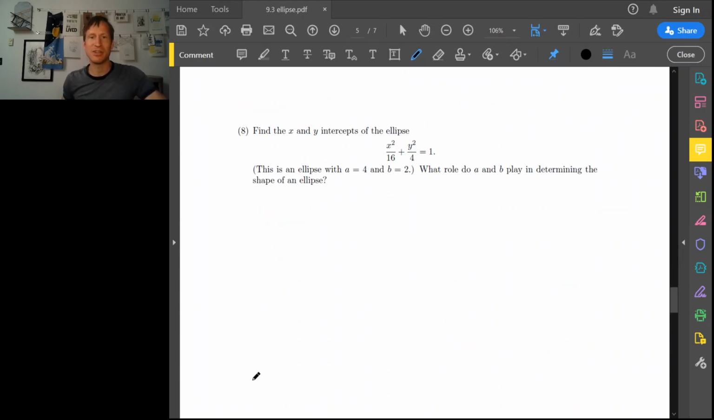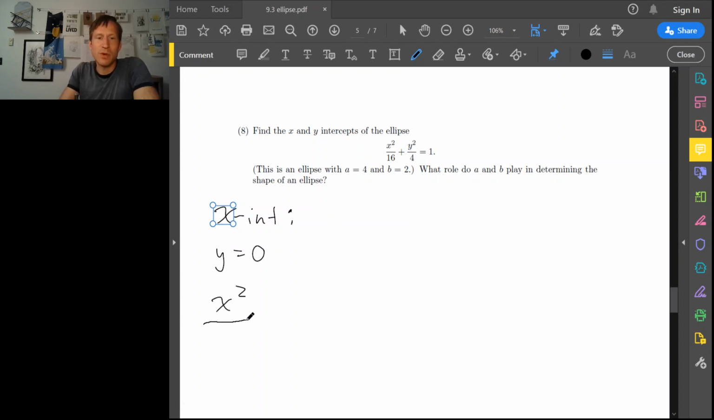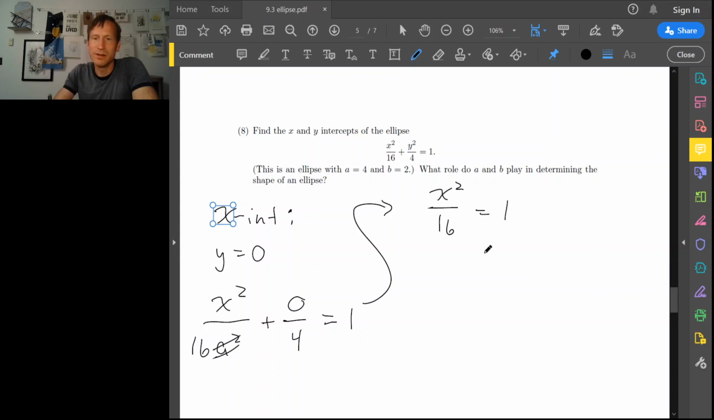Okay, let's have a look at this one. Let's find the x and y-intercepts of this ellipse. So to find the x-intercepts, remember, you just plug in y equals 0. And that's going to give us x squared over a squared plus 0 over 4 squared. Sorry, this a squared is 16 in this example, equals 1. So this becomes x squared over 16 equals 1. But then we can just find x. Multiply both sides by 16. You get x squared equals 16. And then take square roots. x is plus or minus 4. And that's for the x-intercepts.